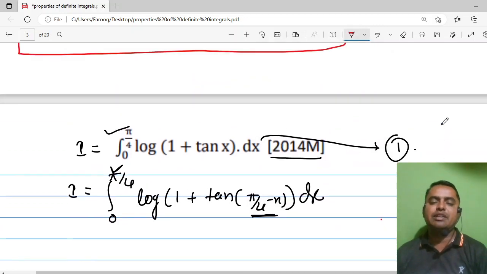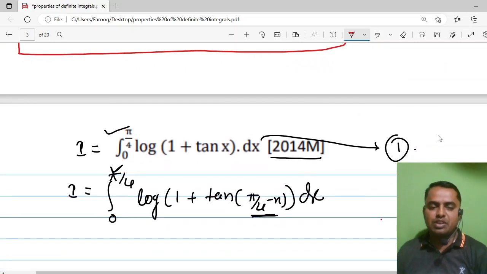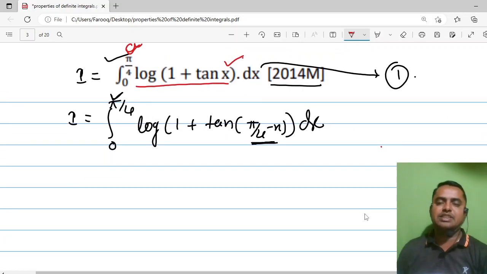See the property here, 0 to a. x changes to what? a minus x. Here it is what? f of x. The value of x is changed here. What is the value of a? a is nothing but here 5 by 4. It's 5 by 4 minus x.